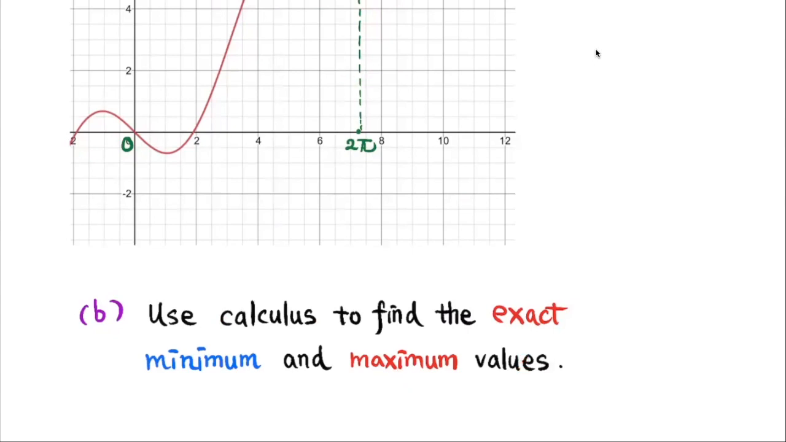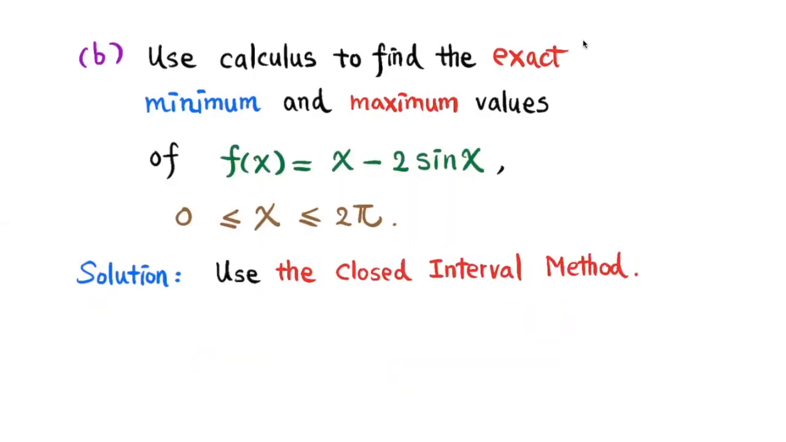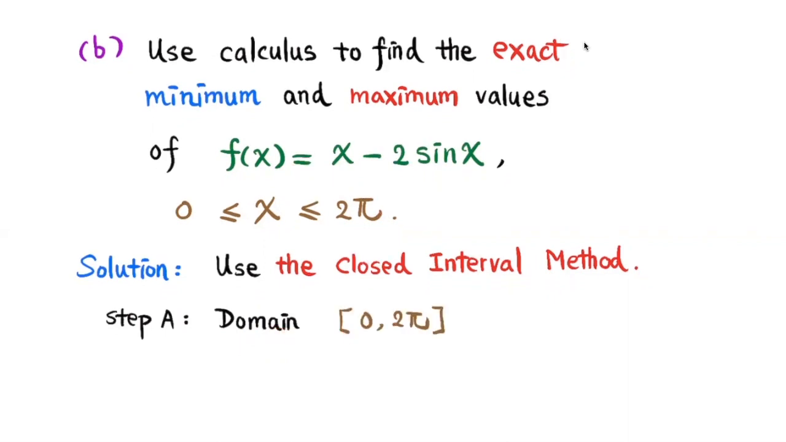function on the interval from 0 to 2 pi. We're going to use the closed interval method. There are 3 steps in this closed interval method. The first step is to write down the domain of the function. In this case, this closed interval from 0 to 2 pi is the restricted domain for this function in this problem. So the domain is the closed interval from 0 to 2 pi.